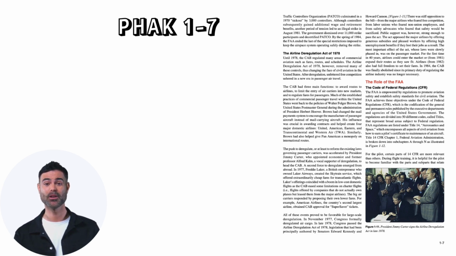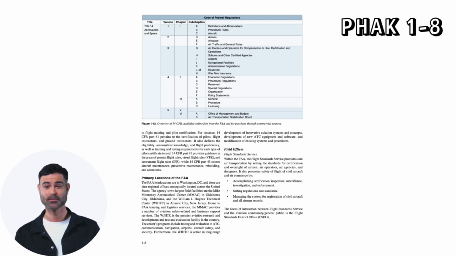Chapter 1, Federal Aviation Administration, is broken down into subchapters A through N as illustrated in Figure 112. For the pilot, certain parts of 14 CFR are more relevant than others. During flight training, it is helpful for the pilot to become familiar with the parts and subparts that relate to flight training and pilot certification.